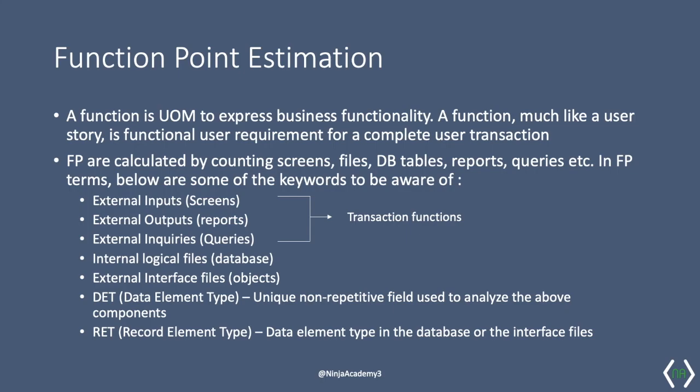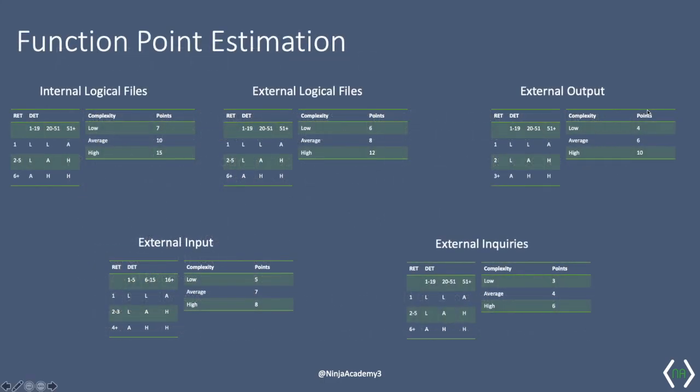Now for these 5 different components that we just described, we need to come up with a complexity metric, something similar to what you're seeing on the screen. In terms of RETs and DETs, we are going to arrive at low, average, high complexity metrics and assign function points to each of those complexities. So using this, we will be able to arrive at an estimation for any application.